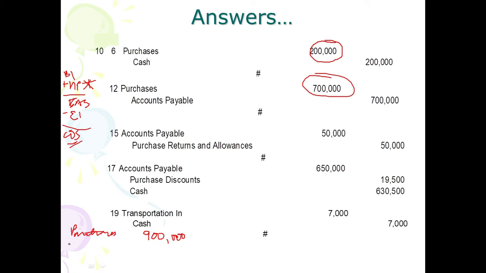And then from purchases, remember you have to deduct the contra purchase accounts. So what are our contra purchase accounts? We have purchase returns and allowances, and then we have purchase discounts. Purchase returns and allowances is 50,000, and purchase discounts is 19,500. So that's a total of 69,500 to deduct, since they are contra accounts.